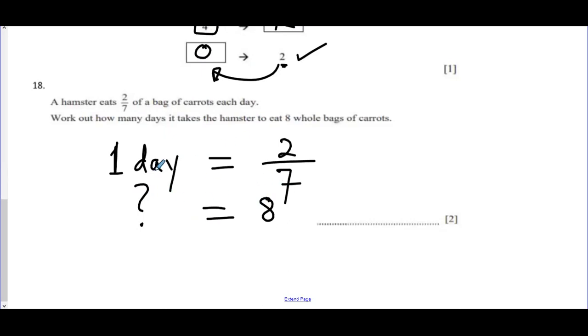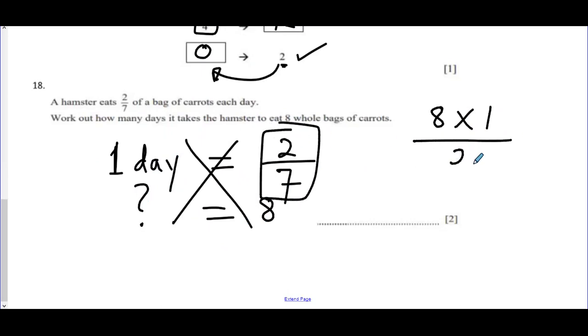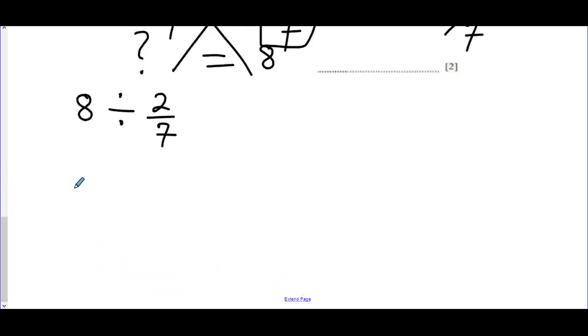From this setup, we're going to cross multiply, and we end up getting 8 times 1. The answer you get, you're going to divide by 2/7. Now this setup looks confusing, so just do it like this. 8 times 1 is 8. Now, instead of putting this over to mean division, just use the normal division symbol, which is the simplest symbol for division. So this will be 8 divided by 2/7. Right. So keep going.